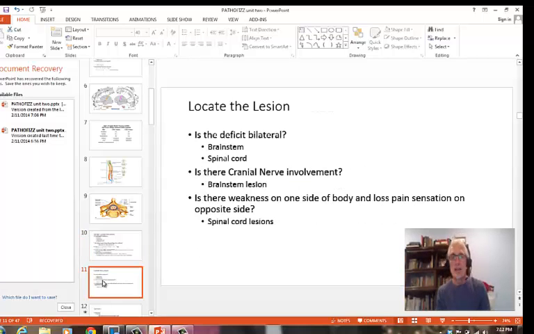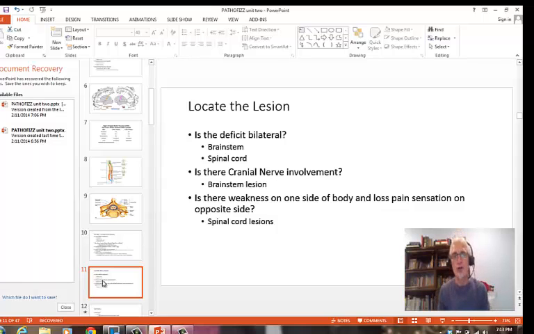Now, the next question, is the deficit bilateral? If it's bilateral, it's got to be either in the brainstem or in the spinal cord itself. We looked at that spinal cord. You can't just slice a lesion, or make a lesion in the spinal cord, without getting deficits on both sides. The same in the brainstem. There's so many pathways crisscrossing in there that a stroke or a tumor or trauma in the brainstem is going to cause lesions on both sides.